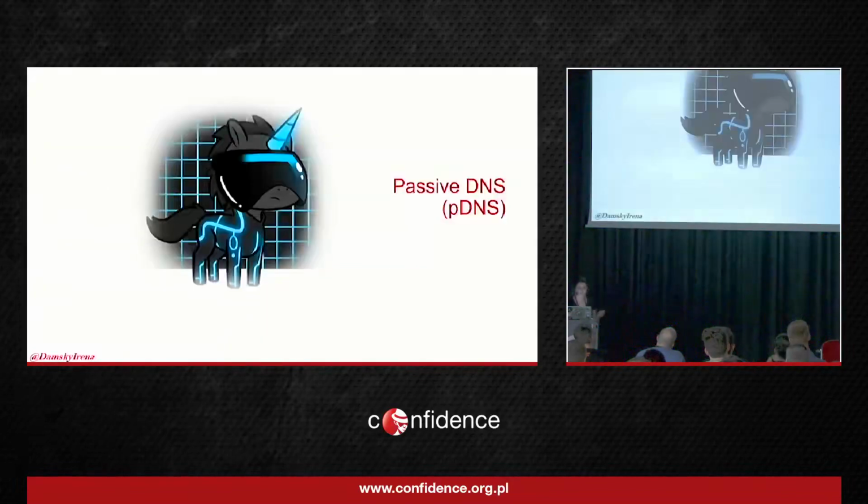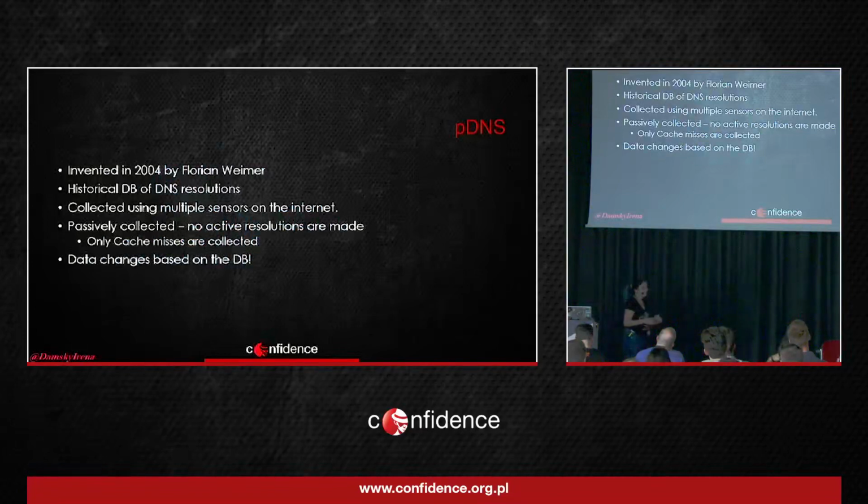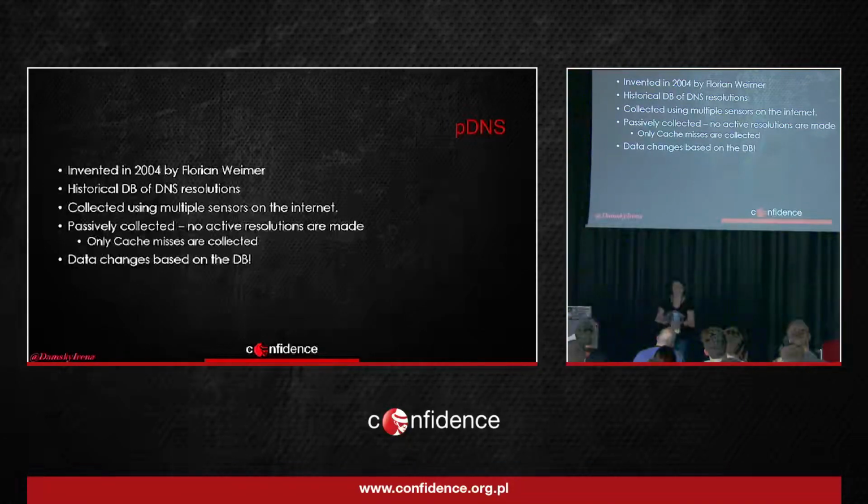So finally, we're getting somewhere. Passive DNS. Passive DNS was invented in 2004 by Florian Weimer, and it's basically a historical database of your DNS resolutions. The way you collect it is basically not asking a DNS server for a resolution for a given domain, but looking at stuff that people asked in the past. It's usually collected using multiple sensors on the internet, and it is, as I said, passively collected.